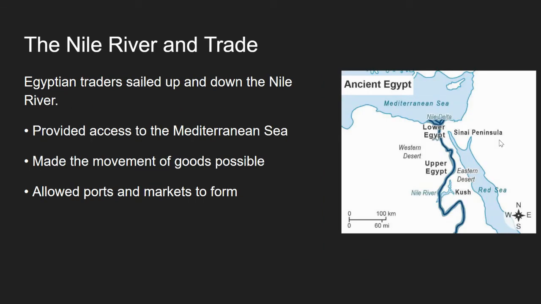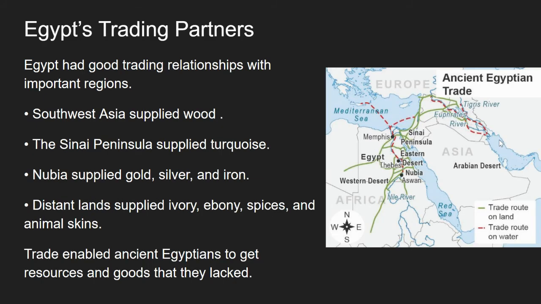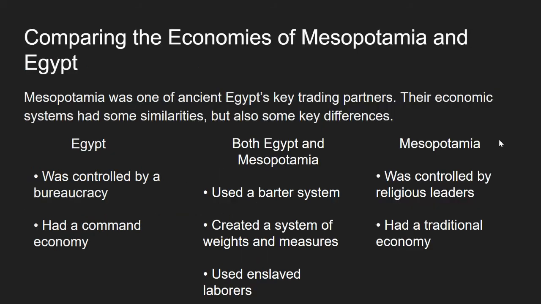Egyptian traders sailed up and down the Nile River, which provided access to the Mediterranean Sea, made the movement of goods possible, and allowed ports and markets to form. Egypt had good trading relationships with important regions. Southwest Asia supplied wood, the Sinai Peninsula supplied turquoise, Nubia supplied gold, silver, and iron, and distant lands supplied ivory, ebony, spices, and animal skins. Trade enabled ancient Egyptians to get resources and goods that they lacked.